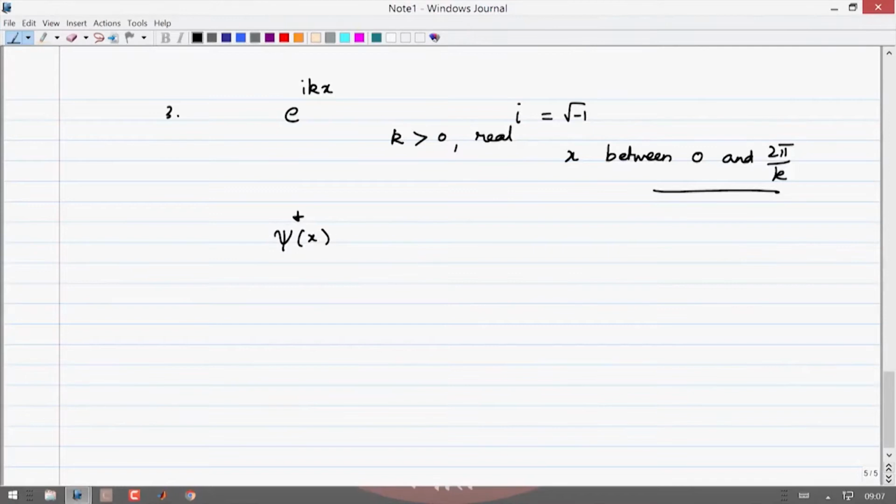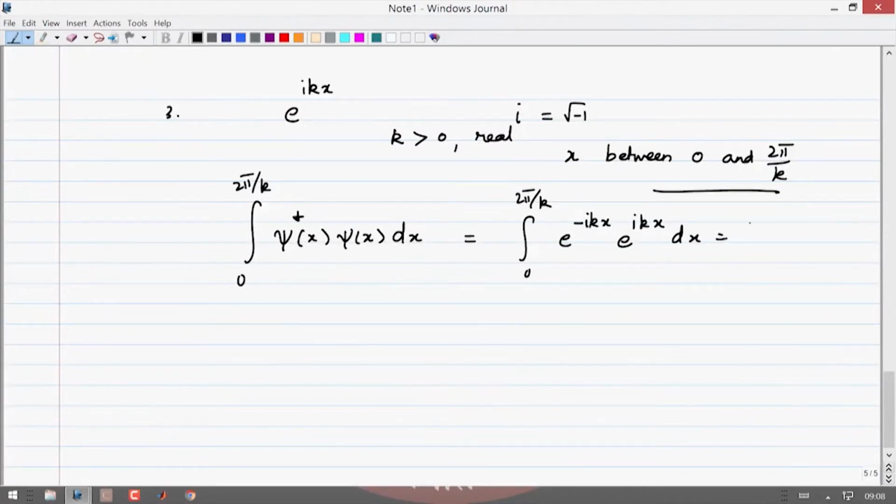carefully to be written with the psi star x psi x dx between 0 and 2 pi by k. If you do that, then you would see that the answer is the integral from 0 to 2 pi by k of e to the minus i kx, complex conjugate of psi, times e to the i kx dx, which is the integral of 1 between 0 and 2 pi by k, and the answer is 2 pi by k.